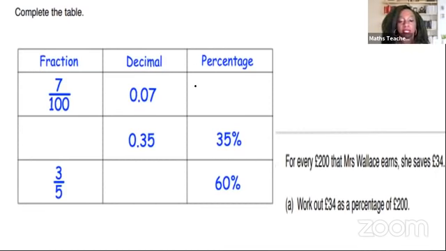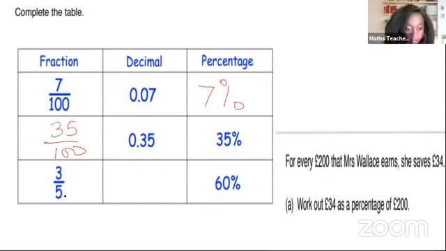So this as a percentage has already been given to us as a fraction. So we just write 7% there. And your child could then check out on this one as well, which is 35, it's two decimal places, or anything out of 100 is a percentage, 35 over 100. And of course, this one here, they've given you the percentage, you just need the decimal.